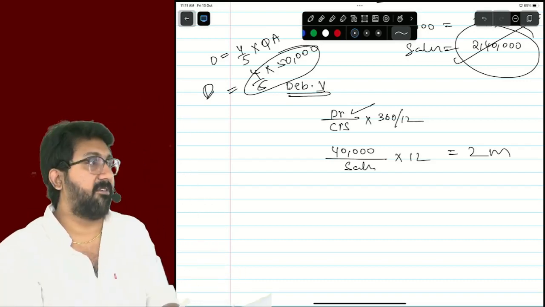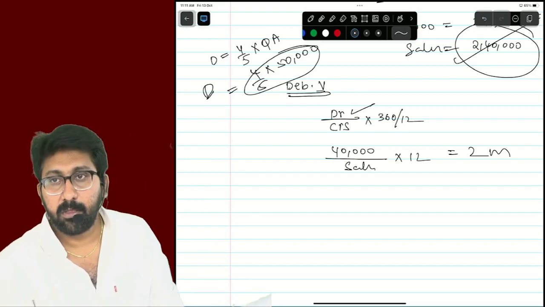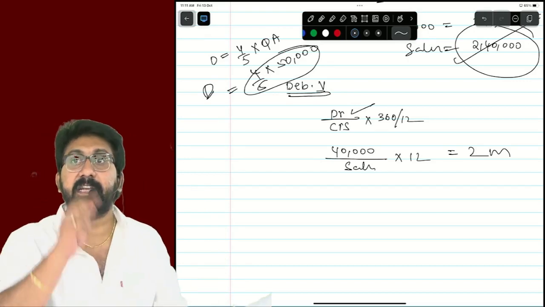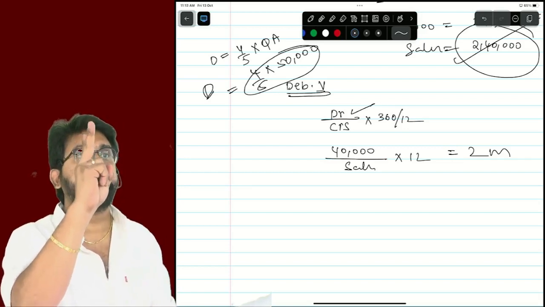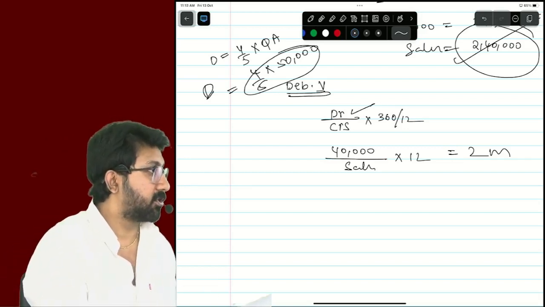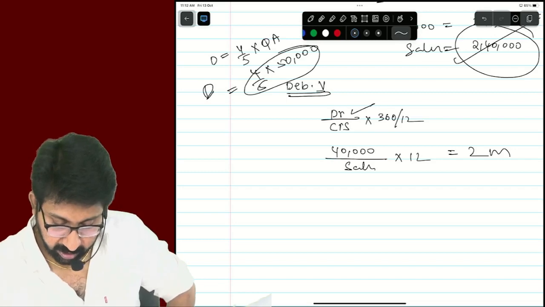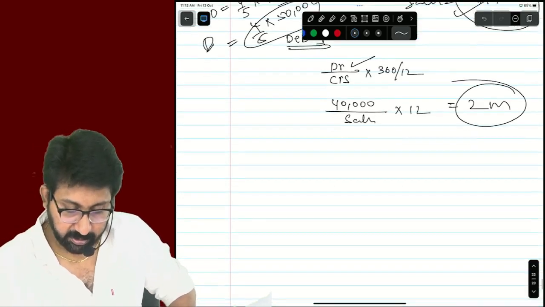2 months after only I will get that. Using that I calculate. That means debtors get converted into cash within how many months? 2 months is the time period. Understood the point or not, everyone? So tell me, how many months here? 2 months. So tell me the ratio now.